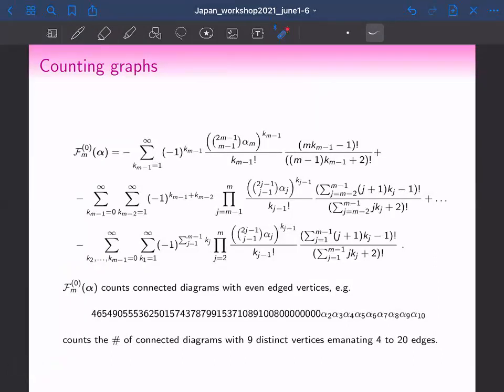And just for fun, this is basically for general M. We obtained this expression over here, and then you can really extract whatever number of diagrams you're interested in. I will not even try to spell out this number because I only have an hour. But this number would count the number of connected diagrams with 9 distinct vertices emanating 4 to 20 edges.